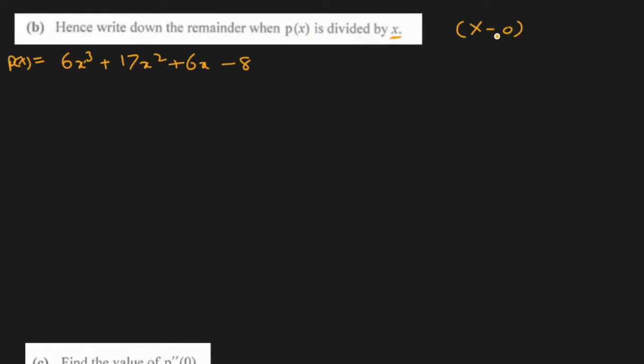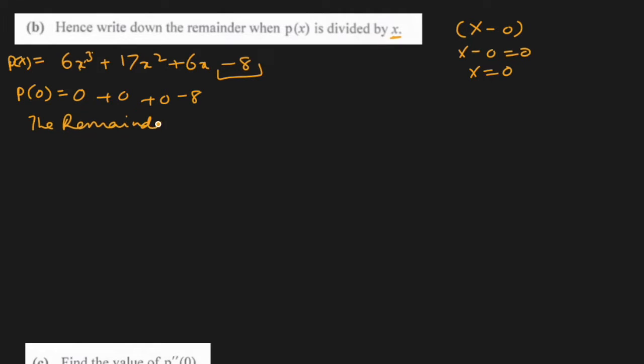X minus 0. Yeah. And if I make x minus 0 equal to 0, that gives us x equal to 0. In other words, they are asking us to find the remainder. If x is replaced by 0, what will be the value of this? So 0 cube is 0, so this will be 0, this will be 0, this will be 0, minus 8. So the constant part is always the remainder if something is divided by x. So the answer is the remainder will be negative 8.